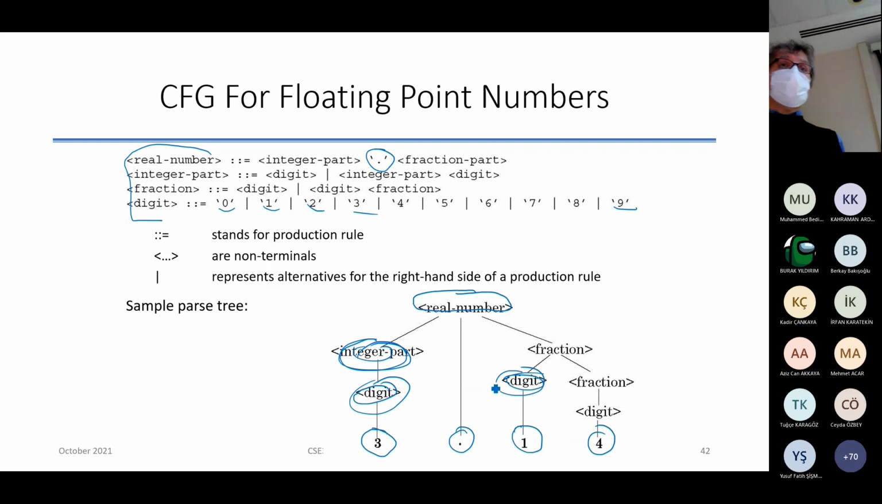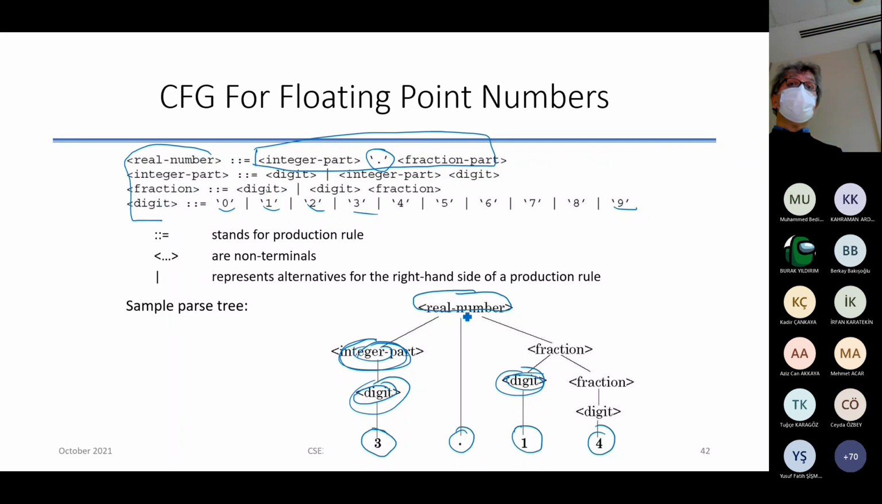All right. So you can see that I start with real number, and real number has only one rule. Since the root has to be a start symbol, and real number is your start symbol, there is only one way that you can fill that in.